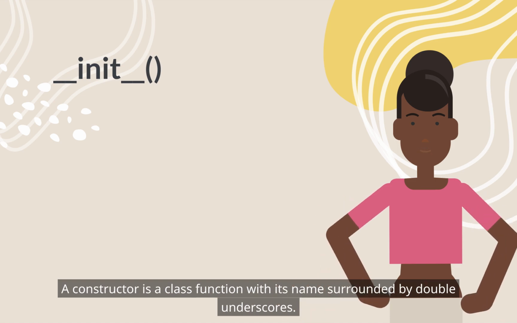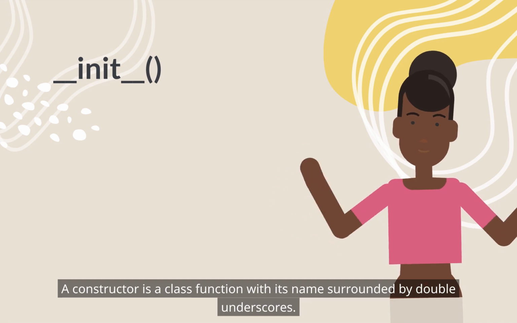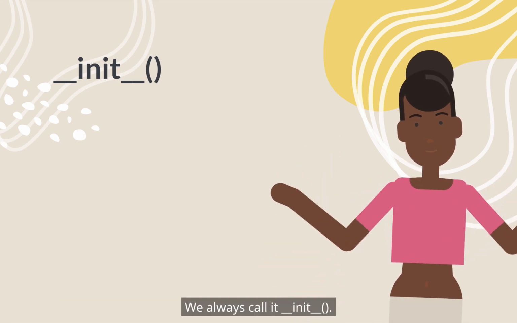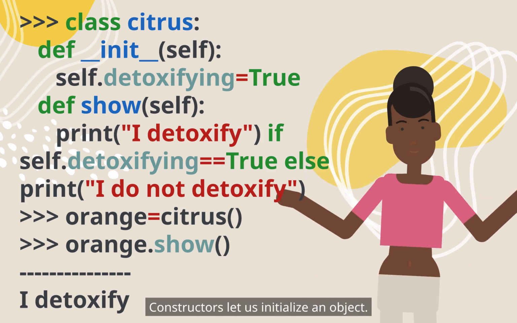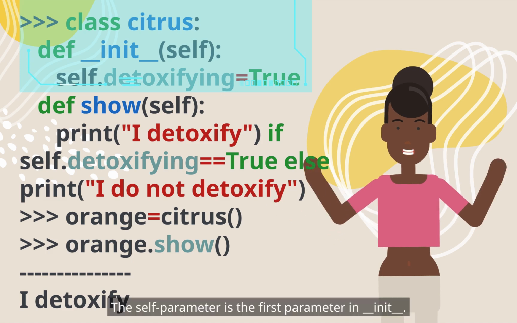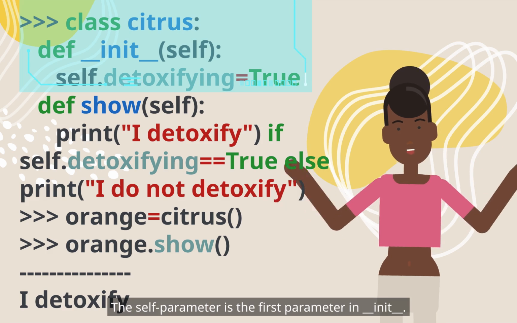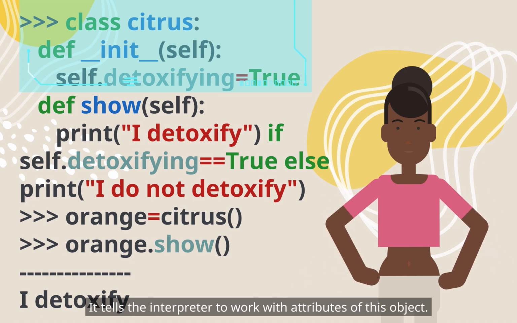A constructor is a class function with its name surrounded by double underscores. We always call it __init__. Constructors let us initialize an object. The self parameter is the first parameter in __init__. It tells the interpreter to work with attributes of this object.